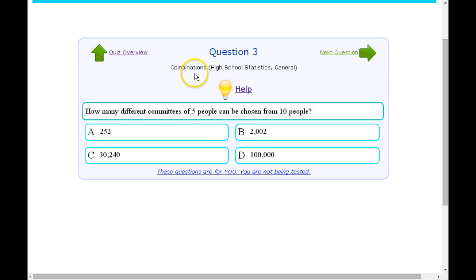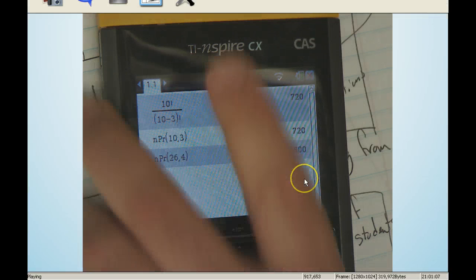So this is a combination. But can I repeat? Can I just pick the same person five times to fill all five spots? No, that wouldn't be a committee. So there's no repetition. It's a combination problem.